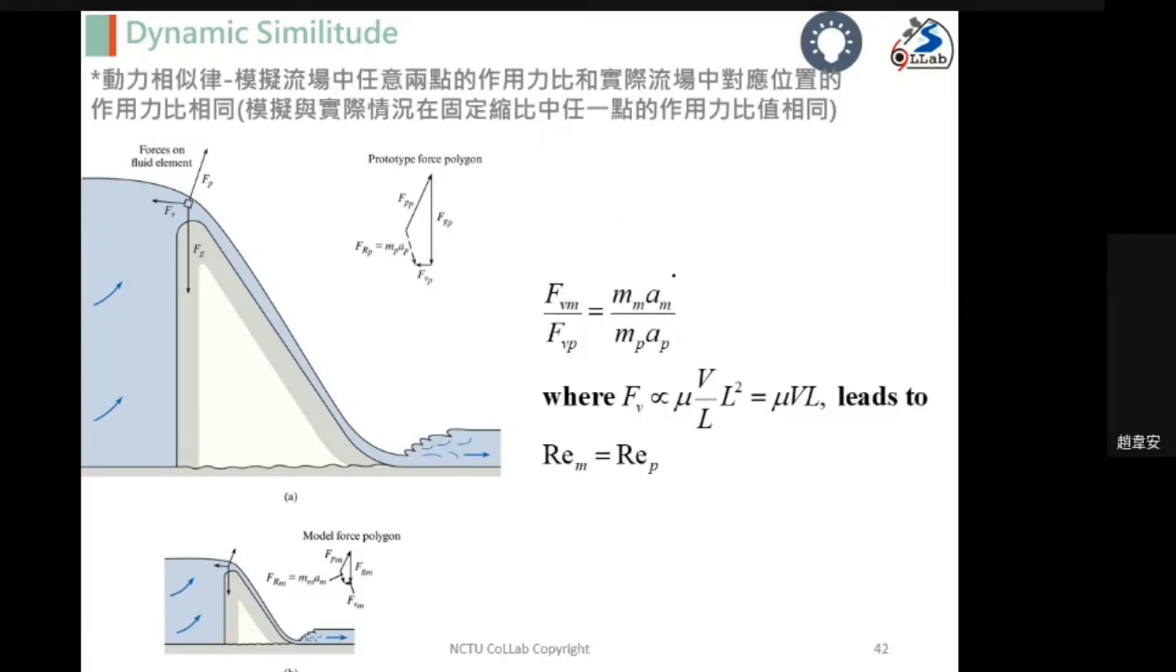As mentioned on the previous slide, we also need to consider the Reynolds numbers between the model and the prototype.